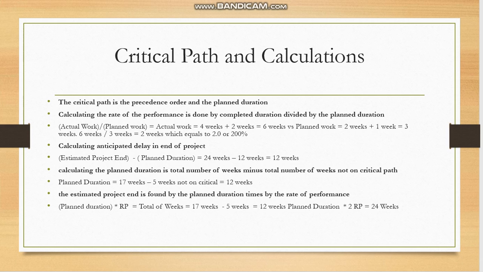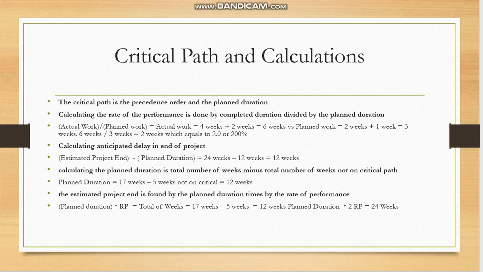To calculate the anticipated delay of the end of the project, which is the estimated project end minus the planned duration, you take 24 weeks minus 12 weeks, which equals 12 weeks. And to calculate the planned duration, it is total number of weeks minus total number of weeks not on the critical path. So the planned duration is 17 weeks minus 5 weeks not on critical, which gives you 12 weeks.